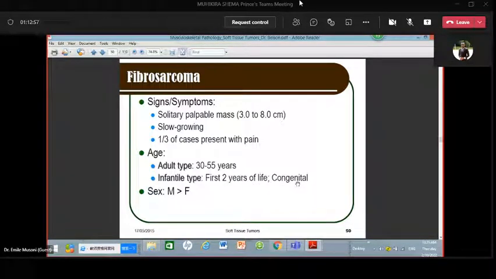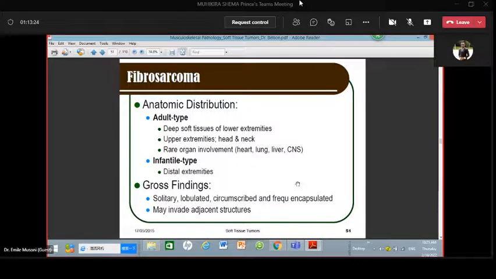The signs and symptoms: a solitary palpable mass bigger than a lipoma. The age is about 30 to 50 years. It can also be found in the infant type, in the first years of life, and sometimes even congenital. Don't be surprised if they find congenital fibrosarcoma. For anatomic distribution, other types are found in soft tissue of all extremities, head and neck, lung, heart, liver, and central nervous system. In children, it is in distal extremities.